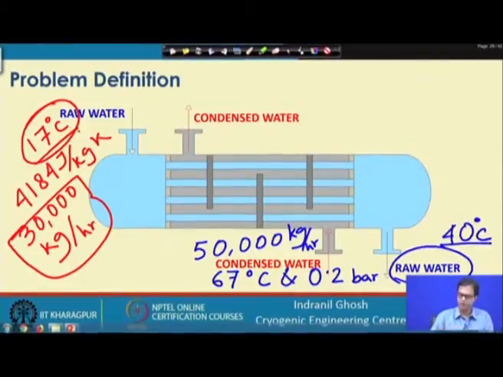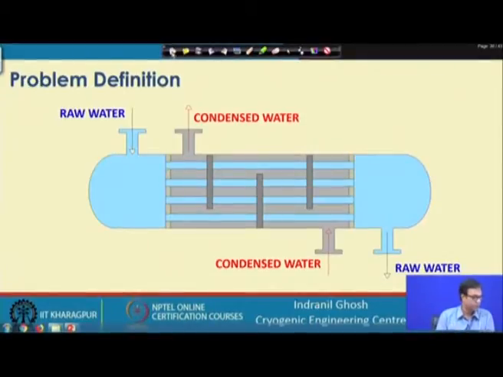So, this raw water is going to get heated up by the condensed water, and its flow rate and its inlet temperature are given. What we intend to do is that the raw water should never, at any time, be less than 40 degrees centigrade. Now, what are the other conditions that have already been specified? Let us look into that.